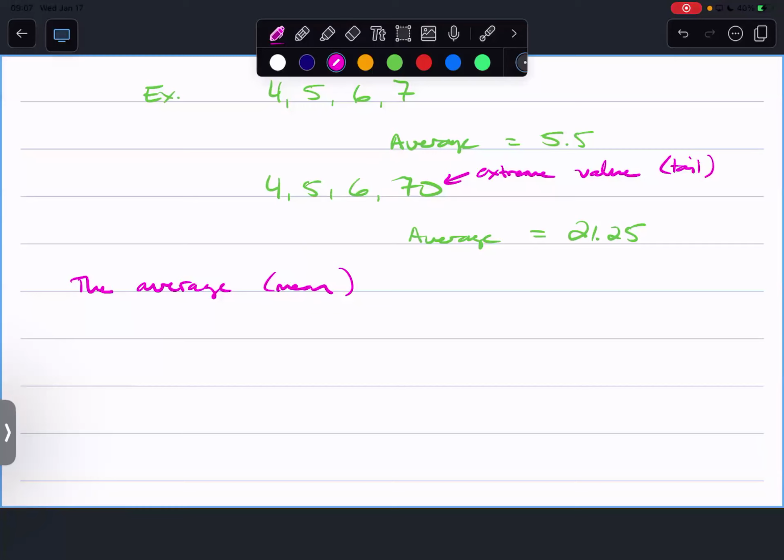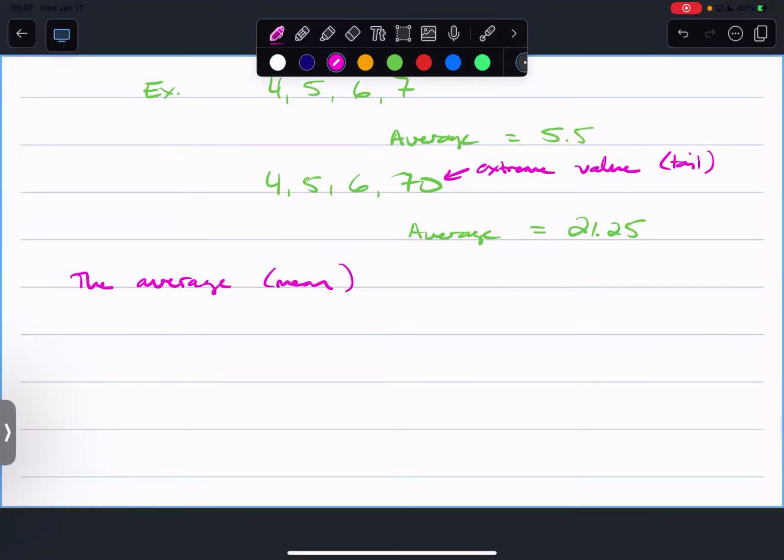I try to say both terms, the average or the mean, for a while. There's no rhyme or reason to which term I use, it's just whatever feels right at the time. Sometimes I say mean, sometimes I say average, and often I say both, which is redundant, but that's okay.